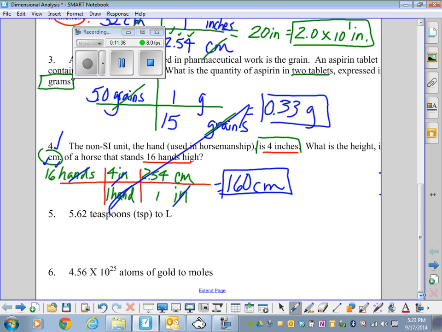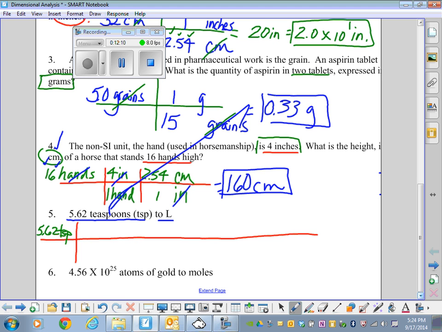Okay. All right, on to number 5, which is something you're a little more familiar with. Here we're working with 5.62 teaspoons, and we need to convert it to liters. This problem will take a number of steps, and we'll probably have to go up and down the page to get our equality statements.